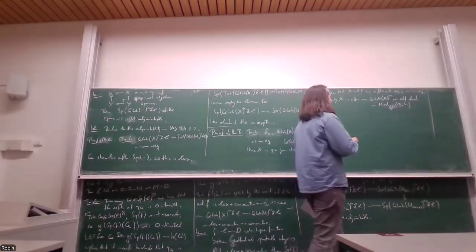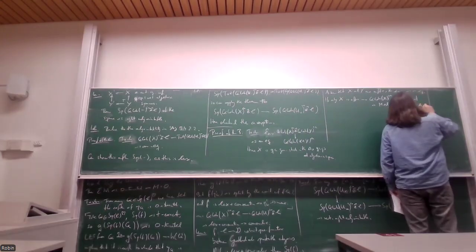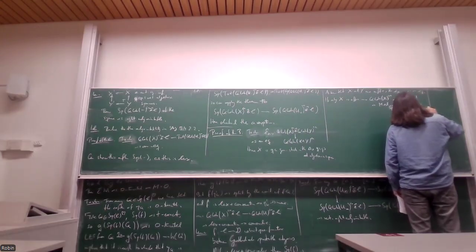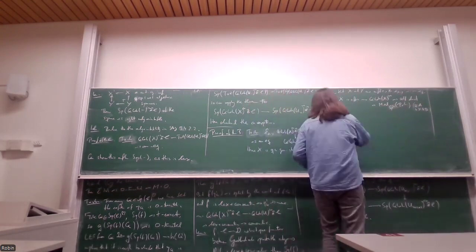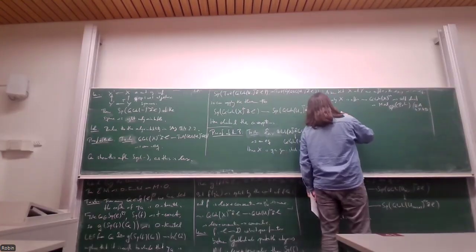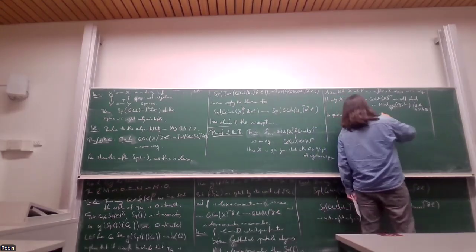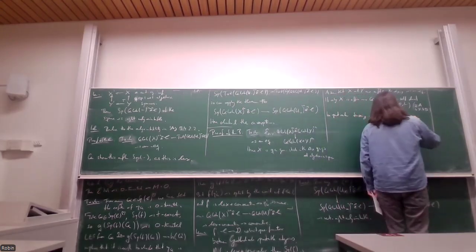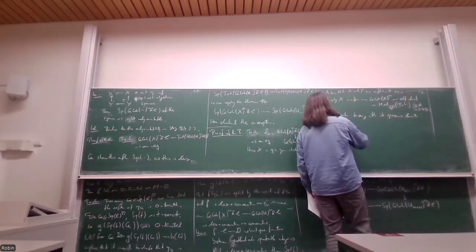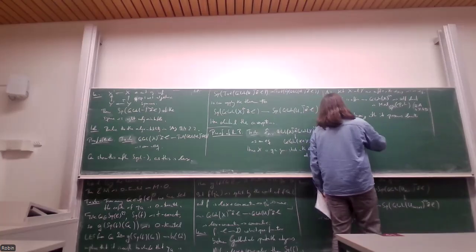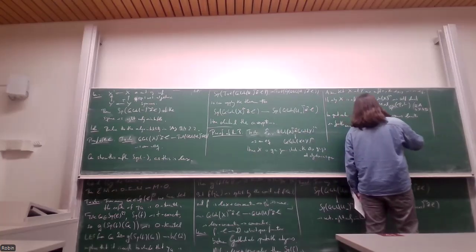And maybe I should give a reference for this. This is HA 4.8.4.8. Very easy to remember. So in particular, tensoring with it preserves limits in QCoh with left exact transitions.